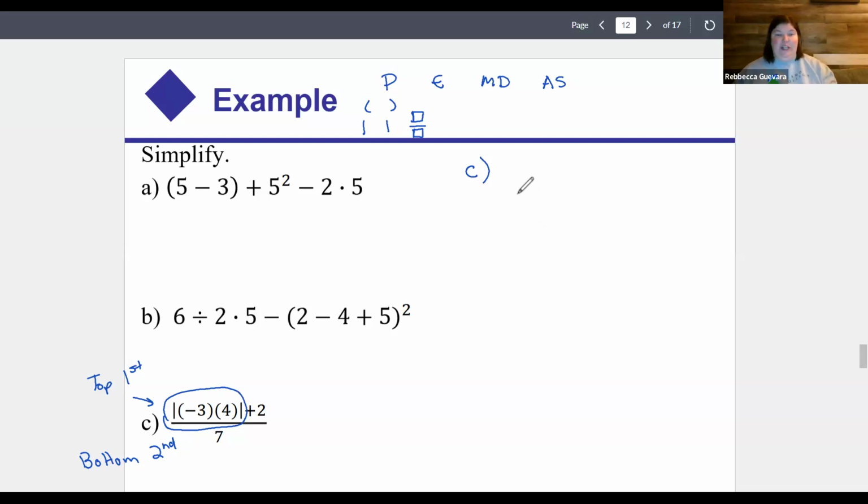Like I said, we're focusing on that top first, and inside the top is this absolute value. So what we have going on here, I just want to go through this one more time. So we're doing our groupings.